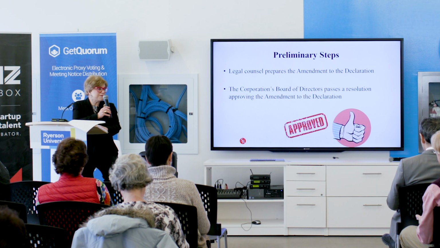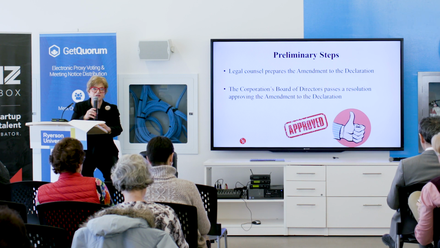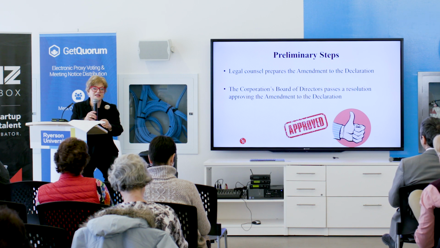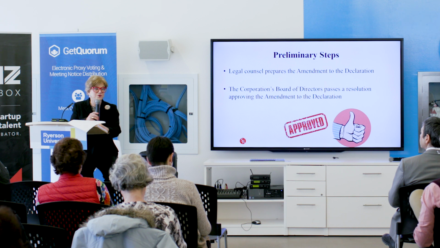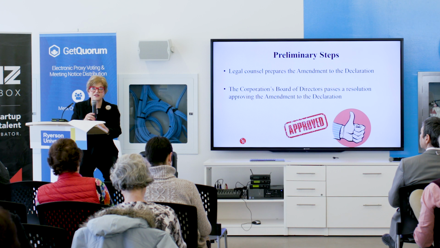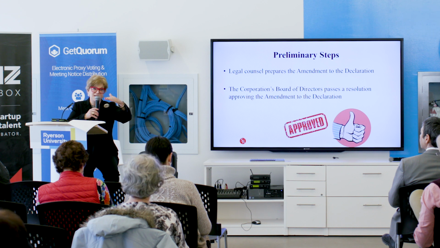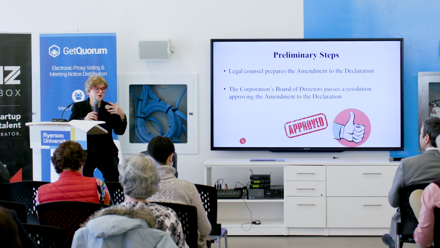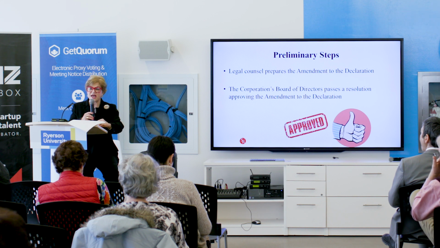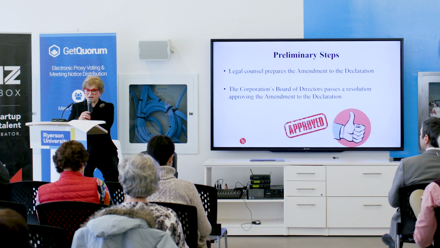So here's what typically happens. The board does the survey, holds the meeting, gets an indication that people want to go ahead, and the next thing they do is really decide how they're going to go about the amendment. But I'm going to take a step before that and say legal counsel prepares the amendment to the declaration. And it may be a single amendment, it may be a whole series of amendments, whatever it is, it's done in writing, and the board passes a resolution approving the amendment or amendments to the declaration at a board meeting, and it's minuted, and the resolution is part of the minutes of the AGM.